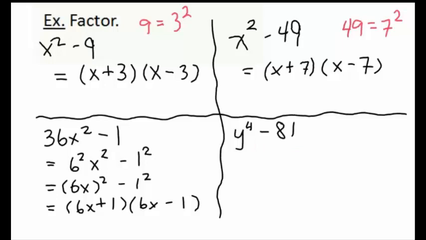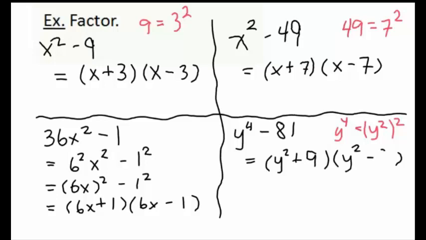In our last example, we have y to the power of 4 minus 81. Remember that 81 is equal to 9 squared. Now, y to the power of 4, we can write this as y squared, squared. So this tells us if we go to make our conjugate pairs, we should get y squared plus 9 and y squared minus 9.